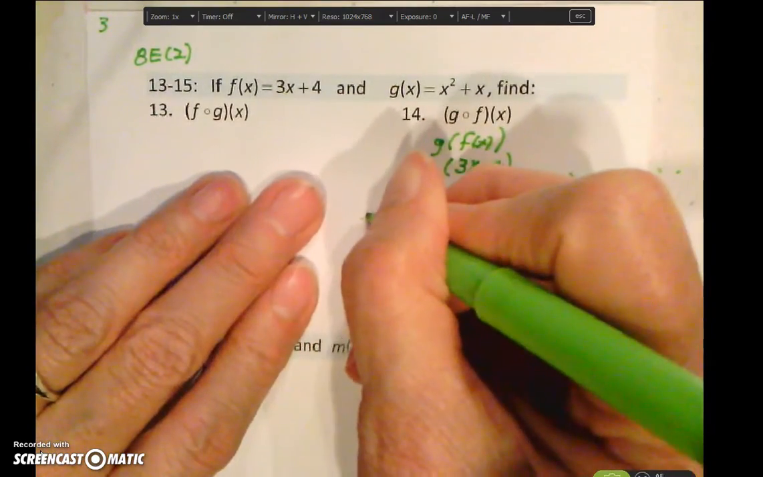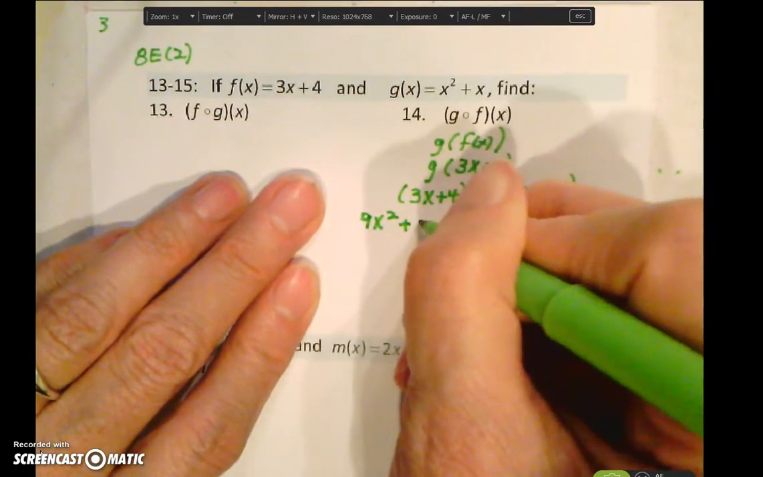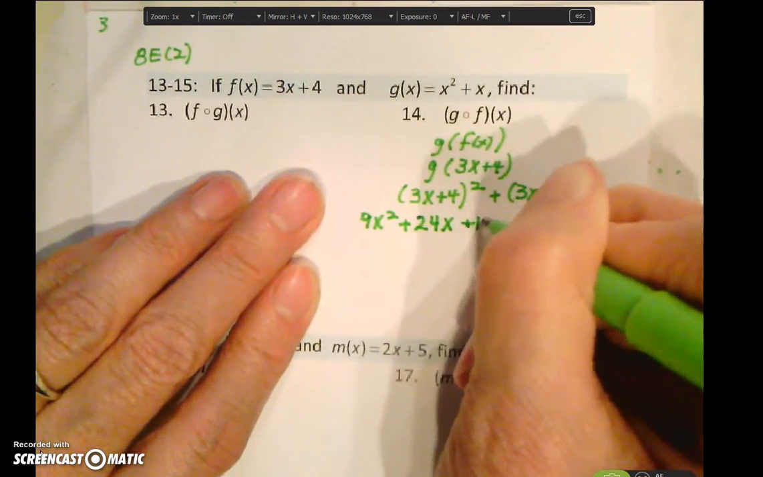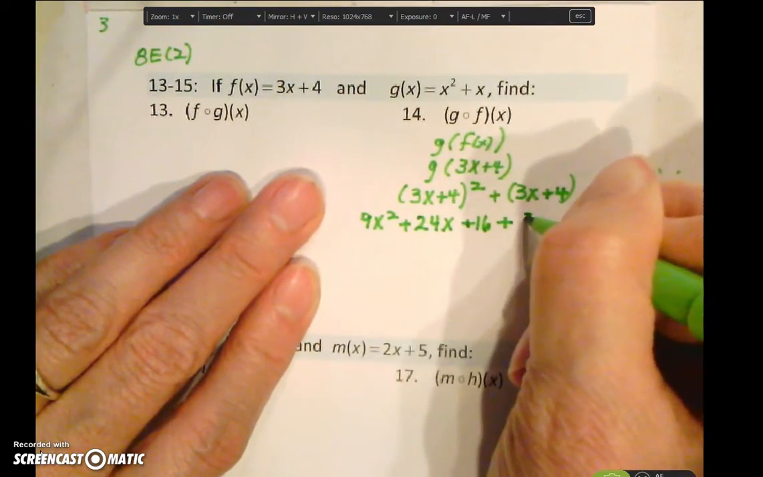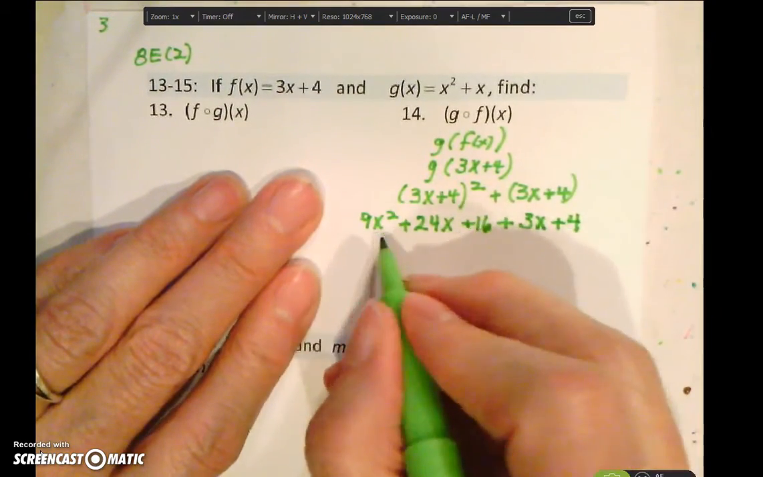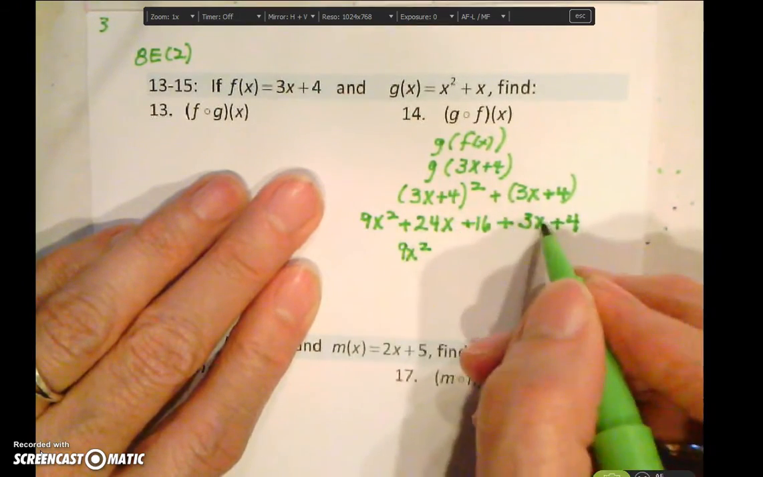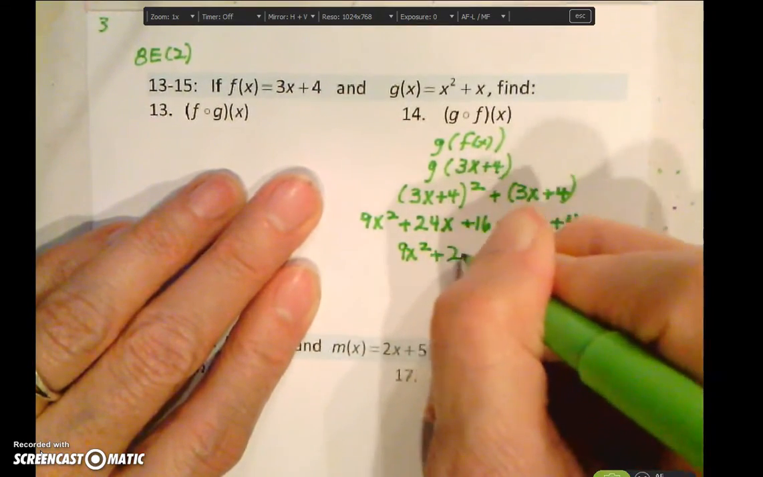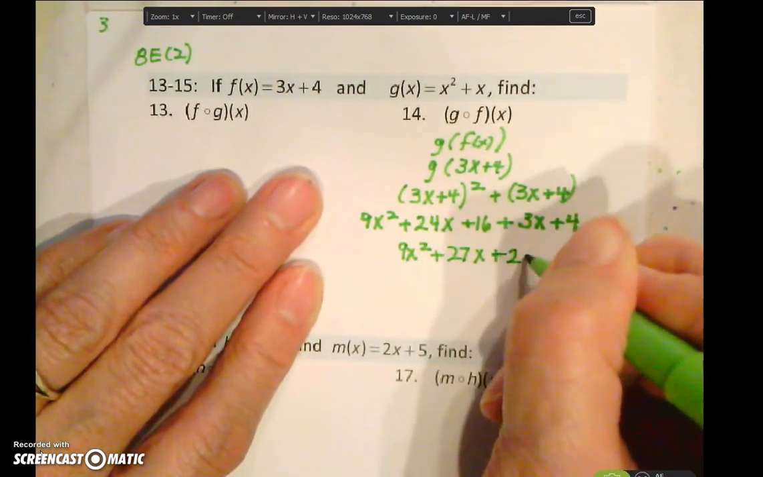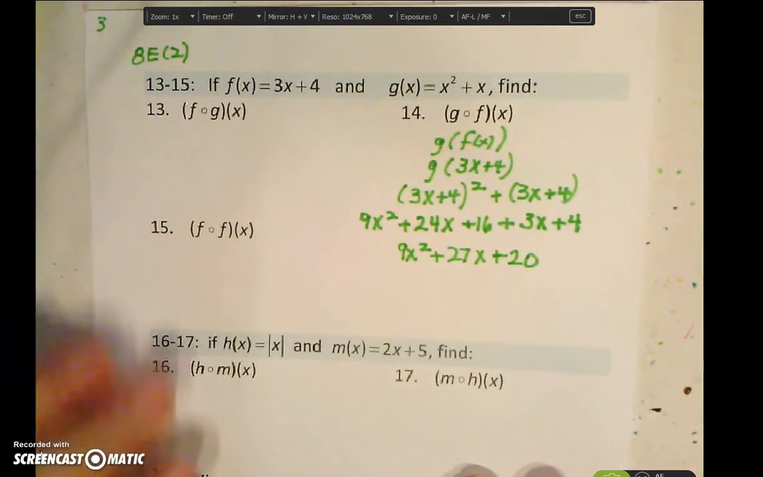So that's going to give us 9x squared plus 12x plus 12x, so it's going to be plus 24x plus 16. And then plus 3x plus 4. Combine like terms, we'll have 9x squared. We have 24x plus 3x is 27x. And then 16 plus 4 is 20. And that's going to be my simplified answer.